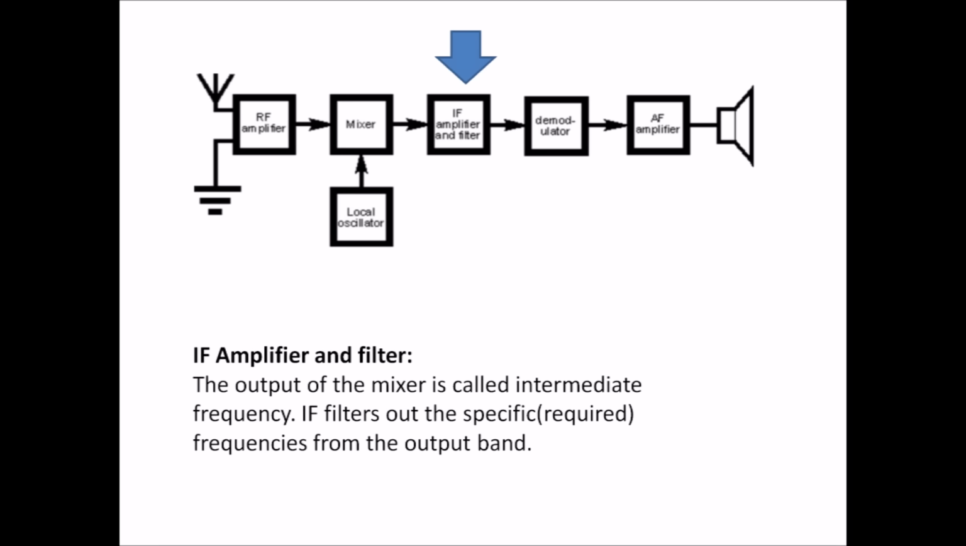IF amplifier and filter. The output of the mixer is called the intermediate frequency. The IF filter filters out the specific, required frequencies from the output band.